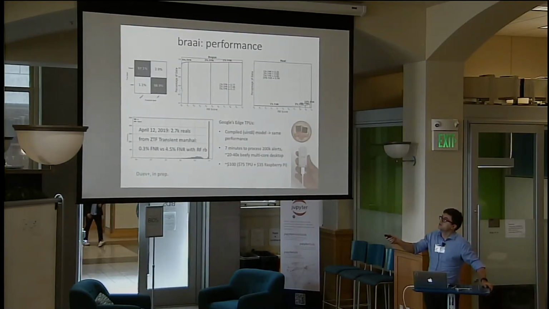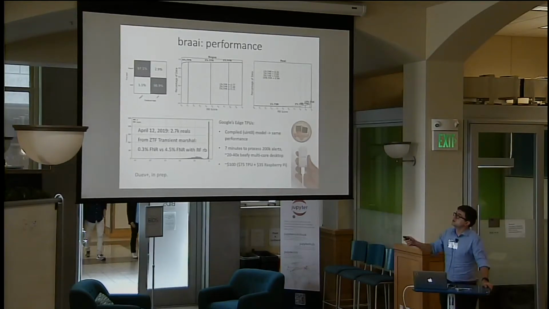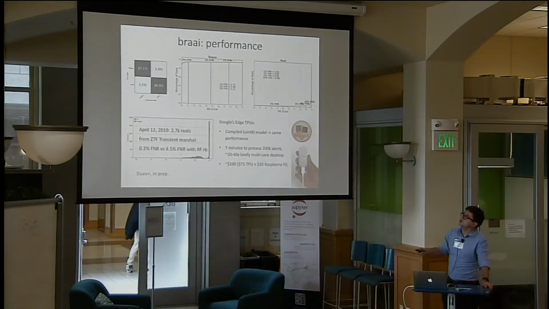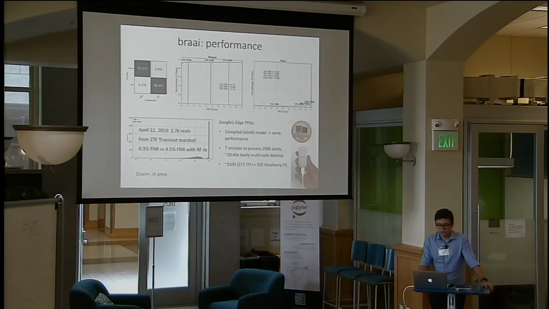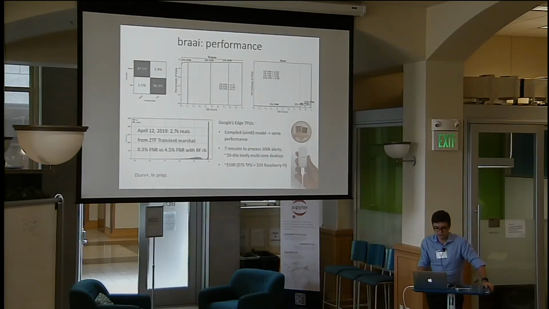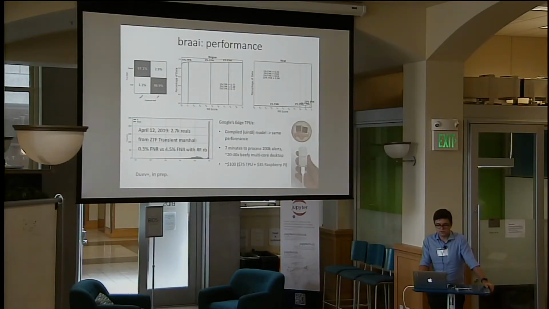So this is a confusion matrix, and these are the score histograms. If you set up the threshold at 0.5, you get something like 1% false negative rate and closer to 3% false positive rate.